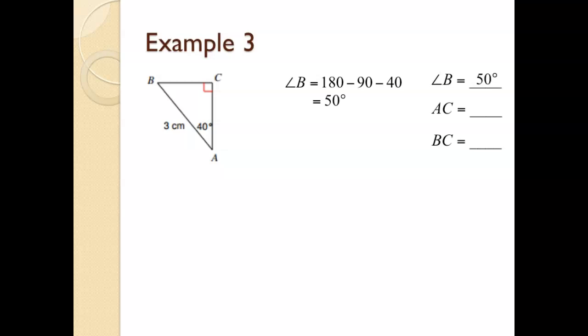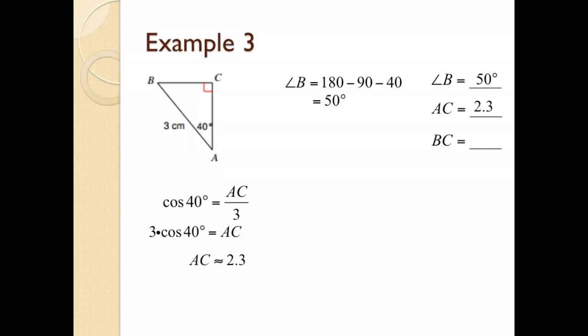Next, we're going to solve for AC. Since AC is adjacent to the 40-degree angle, and we're given the hypotenuse, 3, we can use the cosine ratio to solve for AC. So cosine of 40 degrees is equal to AC over 3. And then we can solve for AC by multiplying both sides by 3, which gives us AC being about 2.3.